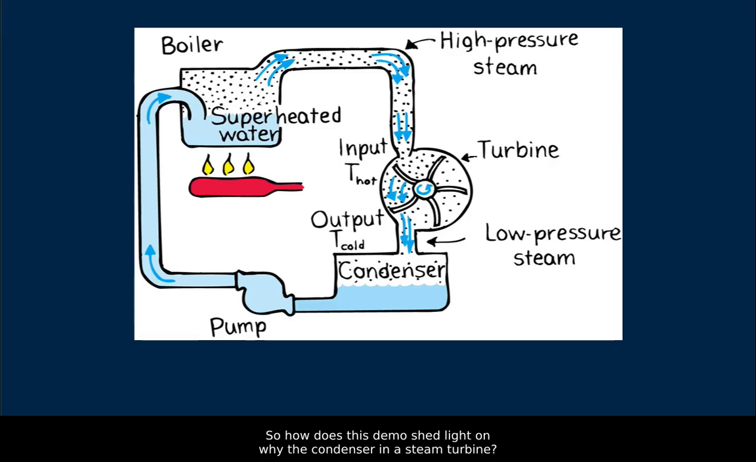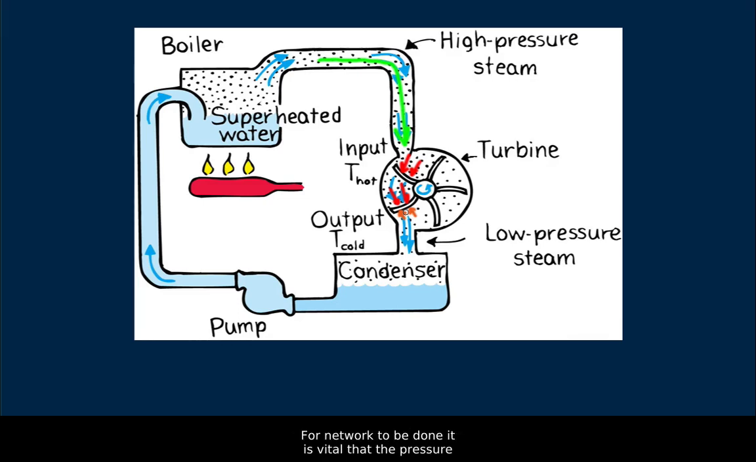So how does this demo shed light on why the condenser in a steam turbine? Let's look at this in closer detail. Steam does work on the turbine by exerting pressure on the front side of the turbine blades. Pressure has to be greater on the front side of each blade than on the back to produce a net force on the turbine blade. It's important that pressure of steam on the back side of the blades is much reduced. Without a pressure difference, the turbine would not rotate and deliver energy to an external load, usually an electric generator.